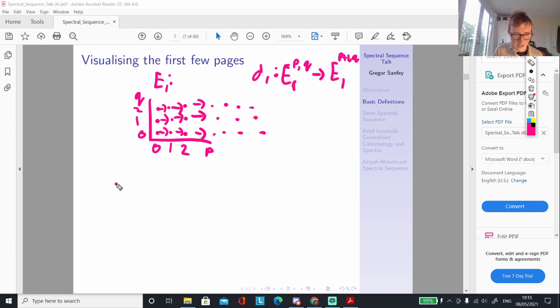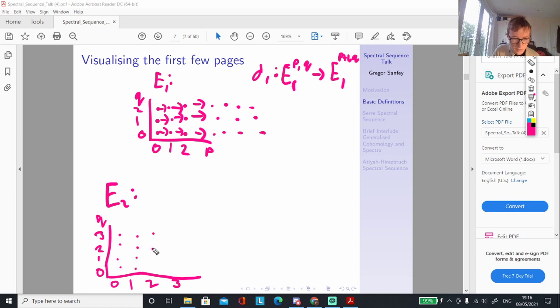Okay, so now let's sketch the E2 page. Again along the q-axis we're going to go here. So now we'll introduce 3, 2, 1, 0. And then along here we'll have 0, 1, 2, 3. Again we're going to have abelian groups being all of these dots. And this time the differential is going to go across 2 and down by 1. So this differential here is going to go there, and this one there, and so on, because we're going across by 2 and then going down by 1.